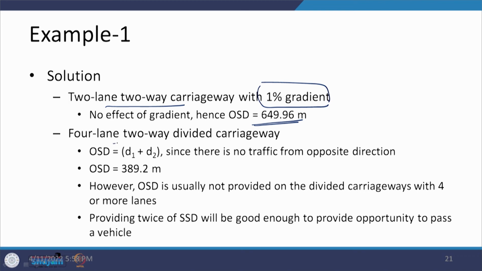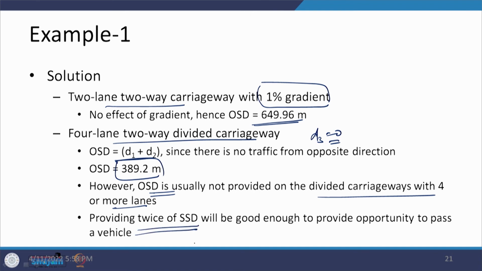When we are talking about a 4 lane two way divided carriageway, in this case there is no traffic which is coming from the opposite direction. So, the D3 is not being considered, and we have D1 and D2, and for D1 and D2 the value is 389.2 meters. So, we can think about providing this, but what we have discussed is in the case of divided carriageway with 4 or more lanes, OSDs are usually not provided. So, what we can do is we can provide twice of SSD, which is going to be good enough to provide the opportunity to pass a vehicle in these situations. So, this is how we can do the calculations of OSD under different given conditions.